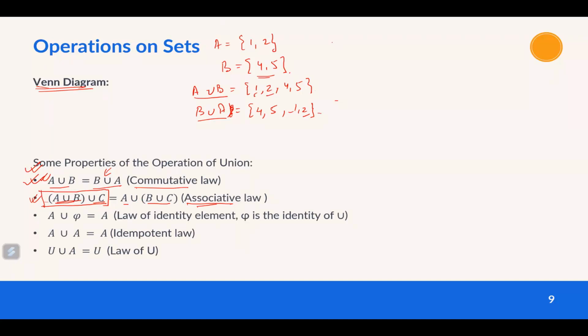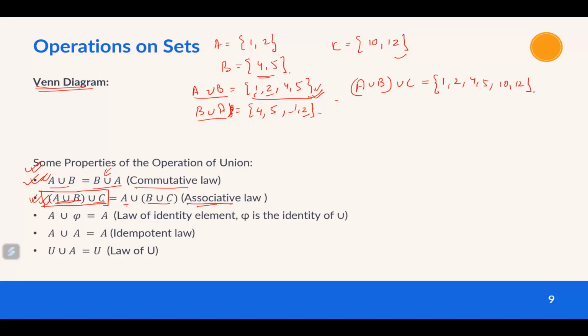Suppose we have a set C which contains the elements 10 and 12. We will perform this operation first, A union B. To this we will union C. So we will get a set A union B union C, right? This is the set A union B, and we perform the union of this set and this set. So it will contain 1, 2, 4, 5, 10 and 12, right?